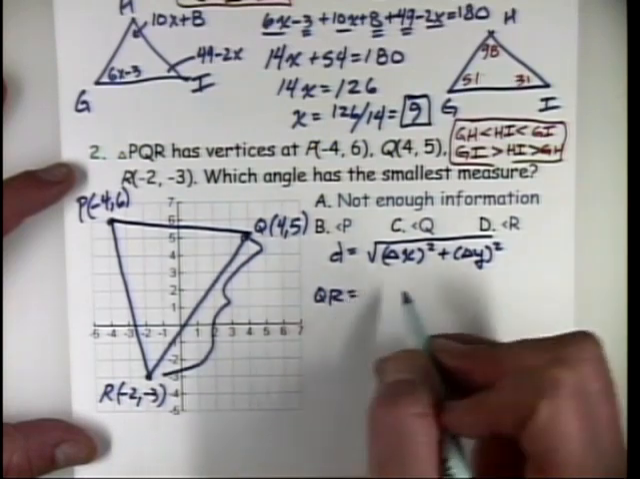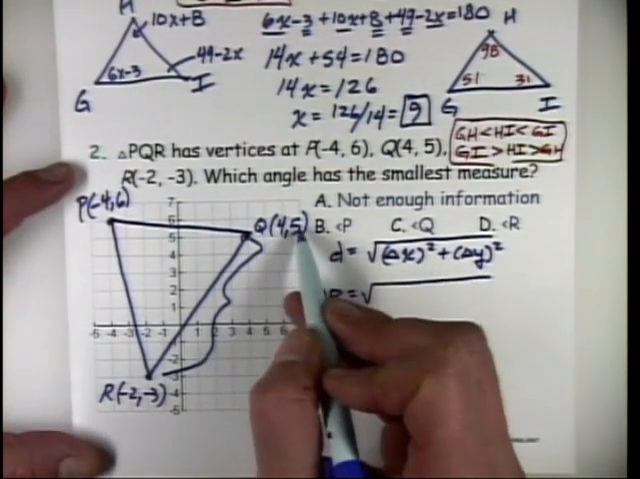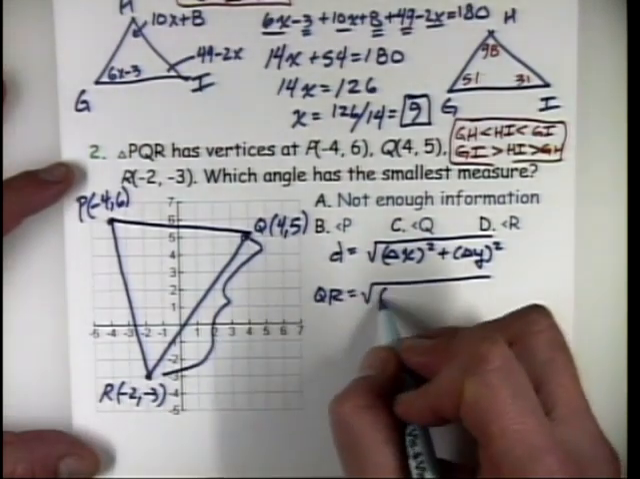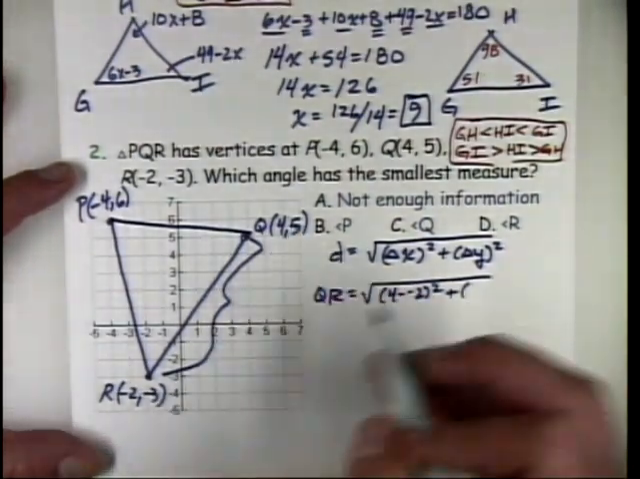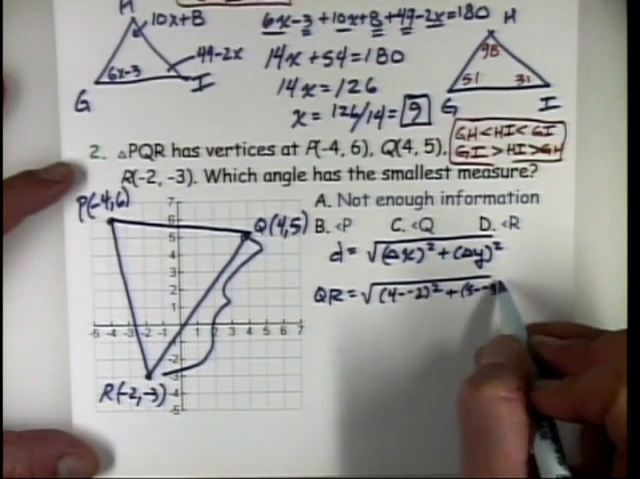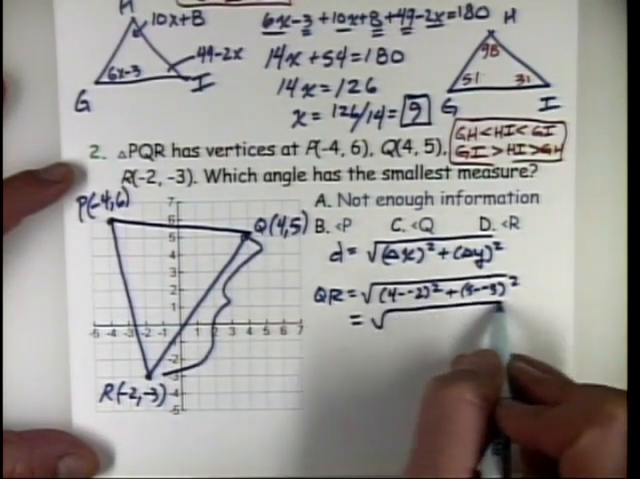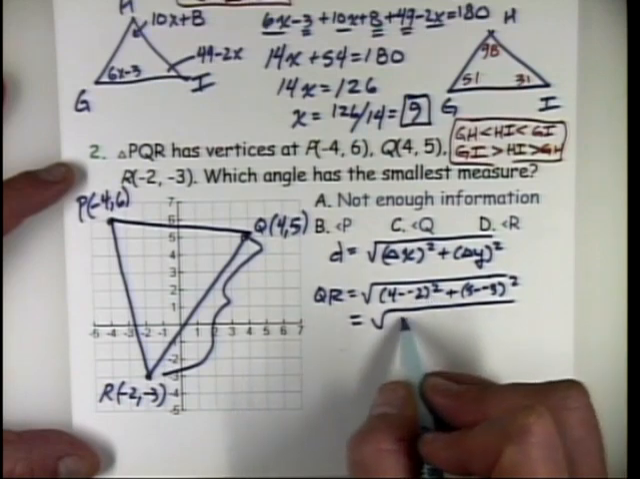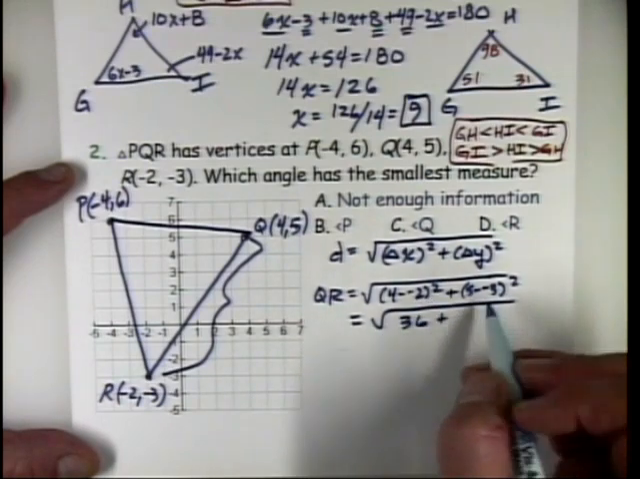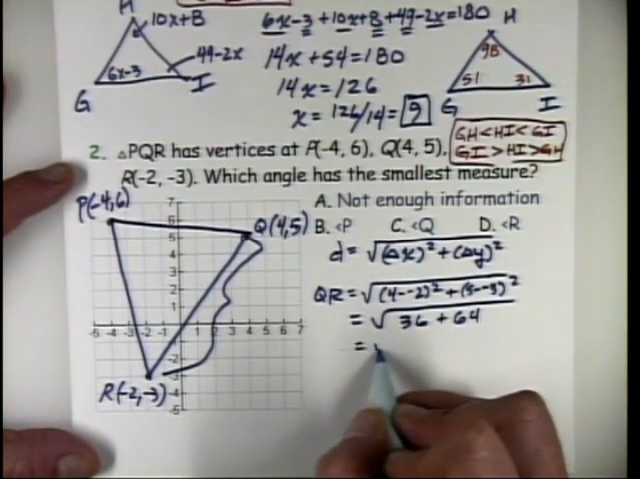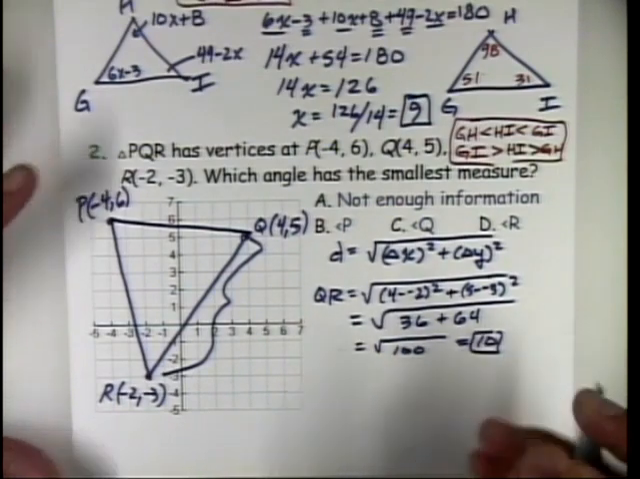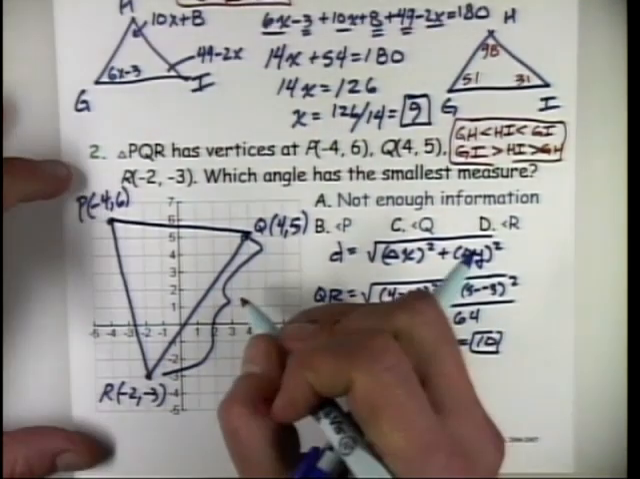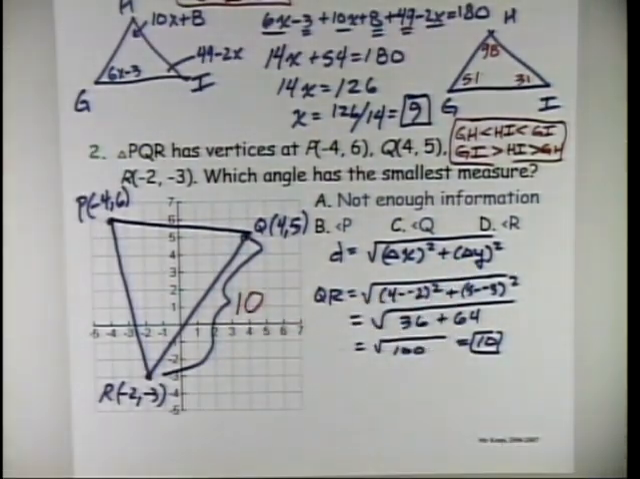Its measurement is going to equal the square root, the change in the x's, 4 minus -2, squared, plus the change in the y's, 5 minus -3, squared. So that's going to give me the square root of 6 squared is 36, plus 8 squared is 64. That's going to be the square root of 100, which we know to be 10. So I'm going to go ahead and label this right here as 10. Okay? Is that big? Is that small?